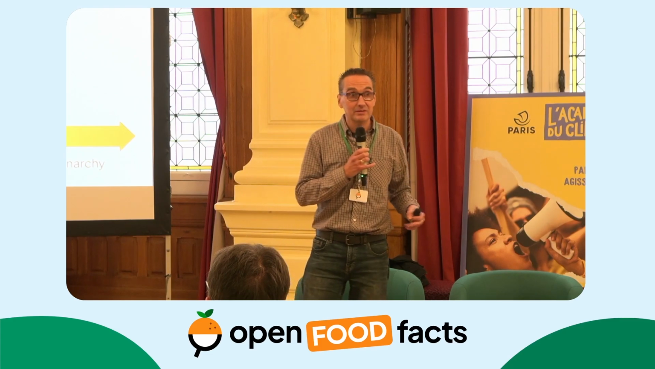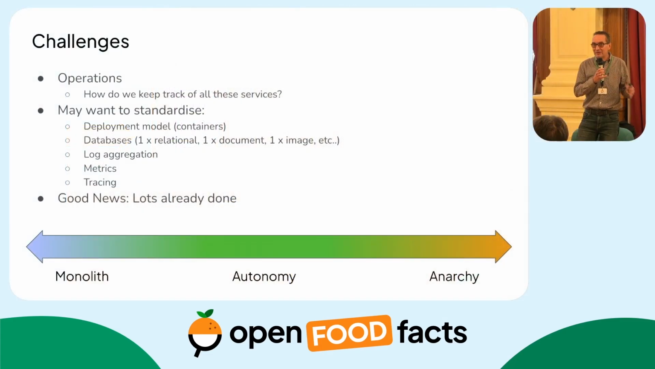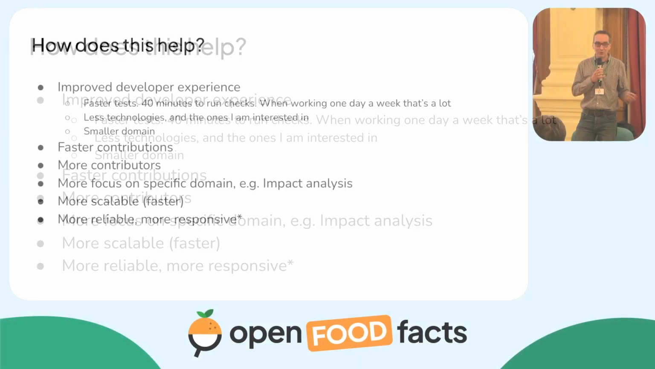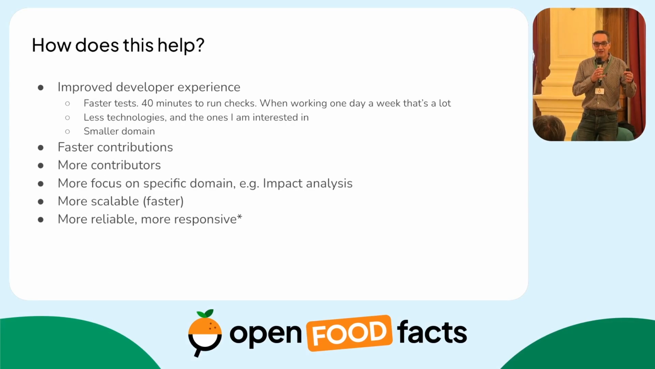The good news is there's lots of stuff that's actually already done. This is not really that new to Open Food Facts. I'm just kind of suggesting we do it a bit more. It's mainly a technical thing. It's to improve the developer experience. I give an example, as Stefan mentioned, I work 1 day a week on Open Food Facts. Product Opener takes about 40 minutes to do all the tests. So when I make a change, I've got to wait 40 minutes to make sure I haven't broken something. Now, when you're only working 1 day a week, that's a long time.